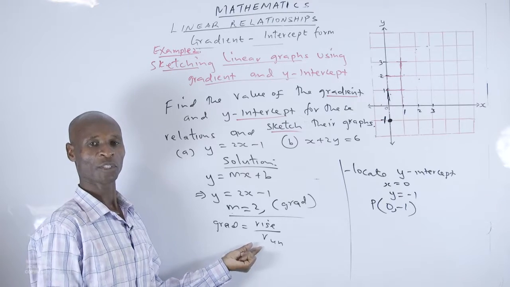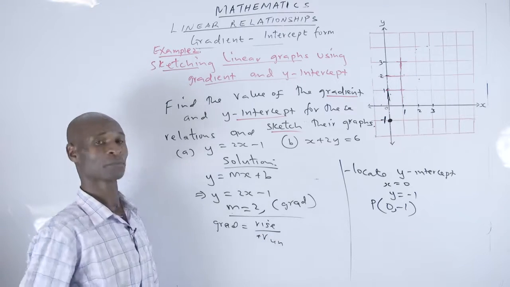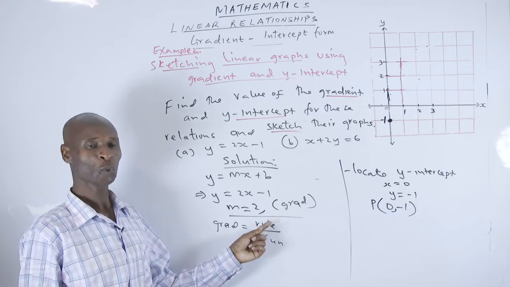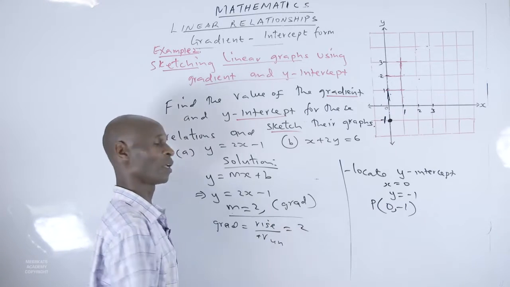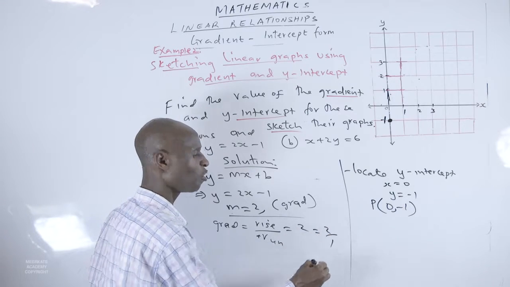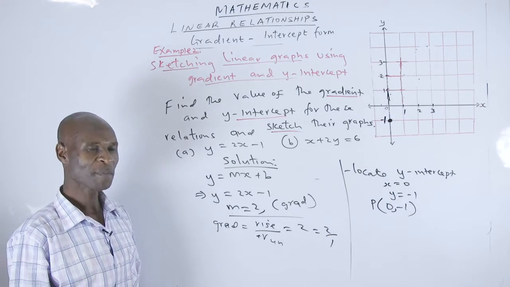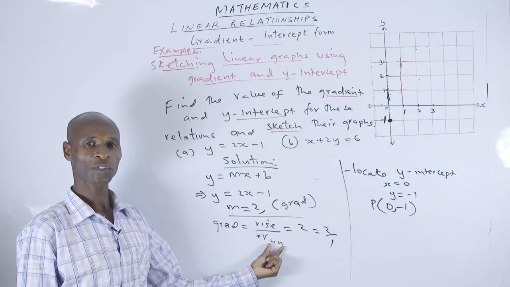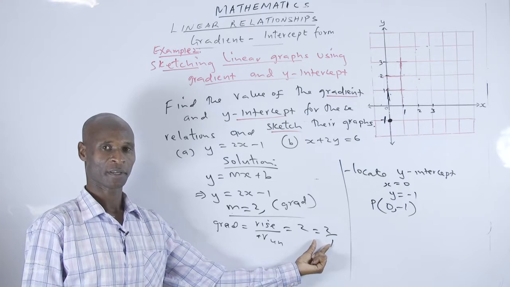The run is always positive, and in this case, our gradient is 2. 2 can be expressed as 2/1. That means we shall run across 1 unit.